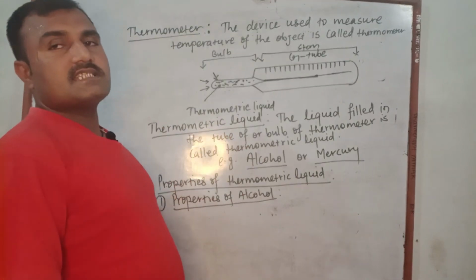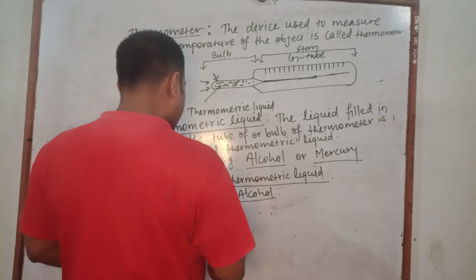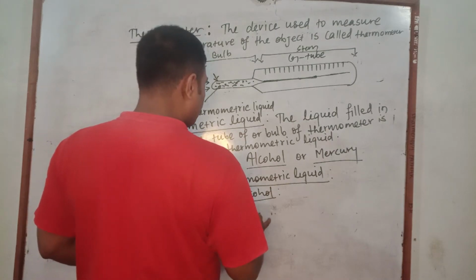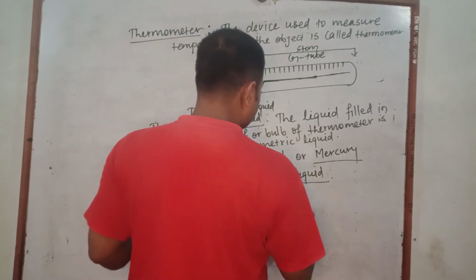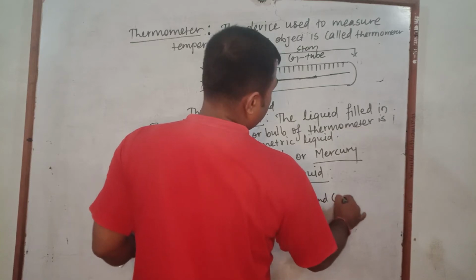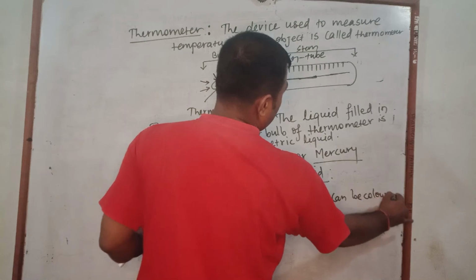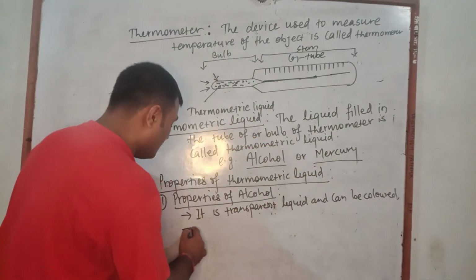Alcohol is a transparent liquid and can be colored, and here we write it is transparent liquid and can be colored into different colors.